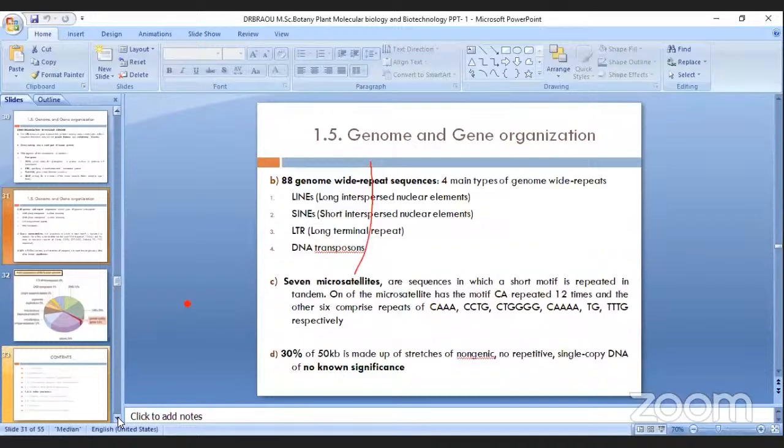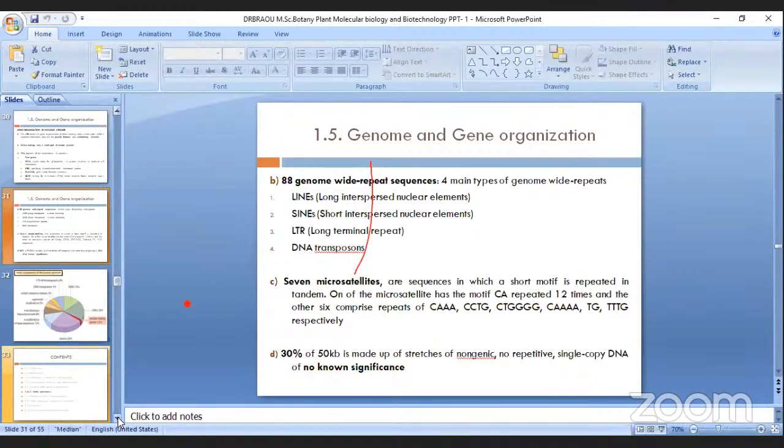There are 4 main types of genome-wide repeats. They are LINEs, long interspersed nuclear elements, SINEs, short interspersed nuclear elements, LTR, long terminal repeats, and DNA transposons. And also it contains 7 microsatellites. Microsatellites are sequences in which a short motif is repeated in tandem. There is a short motif and it will be repeated again and again.